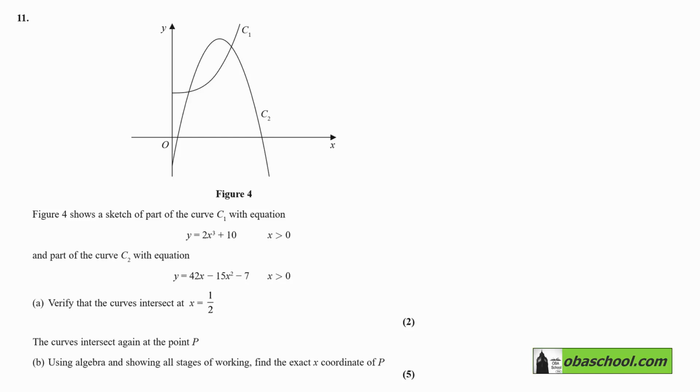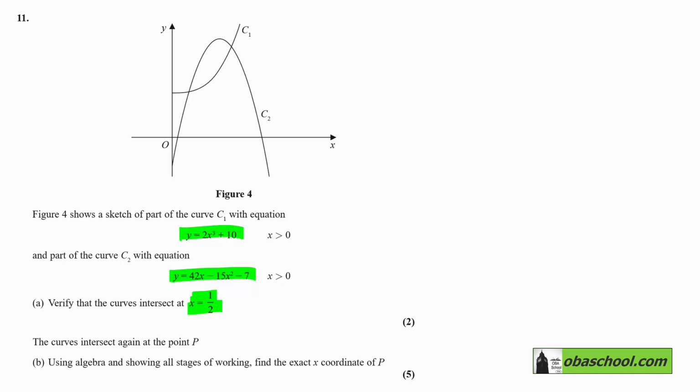Figure 4 shows a sketch of part of the curve C1 with the equation y equals 2x cubed plus 10 for positive values of x, and part of the curve C2 with the equation y equals 42x minus 15x squared minus 7, also for positive values of x. We want to verify that the curves intersect at x equals a half.